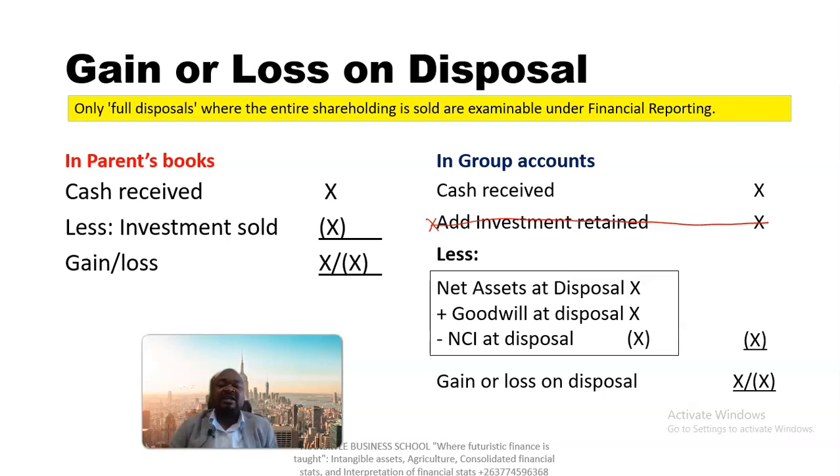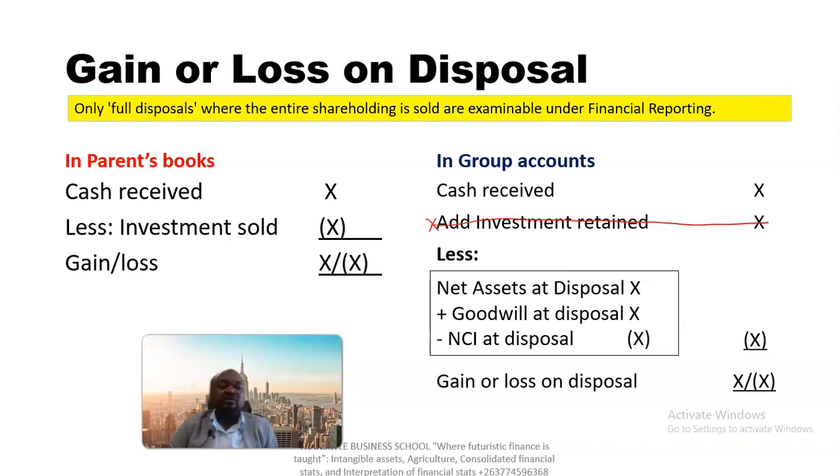Because the assumption is that the parent is going to dispose of everything they own in the subsidiary. Remember, we are talking of disposal of subsidiary shareholding and not disposal of equities in associates and so forth. We are talking of disposal of companies which were being controlled by us, which we call subsidiaries. That's when you need to calculate the gain or loss on disposal.